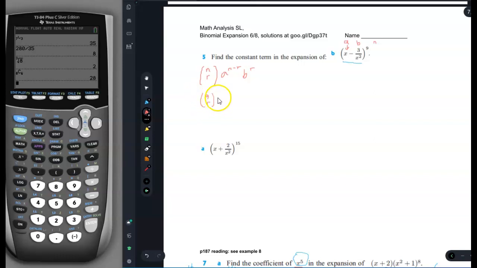R we don't know yet. A is X. N minus R would be 9 minus R. We don't know what R is, so we just leave 9 minus R. And B is this mess, negative 3 over X squared, to the R. So all we did was fill in N, A, and B. And then we say, okay, we want the constant term.